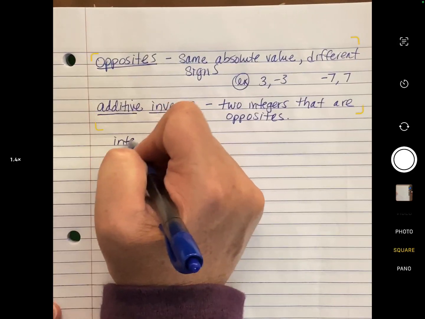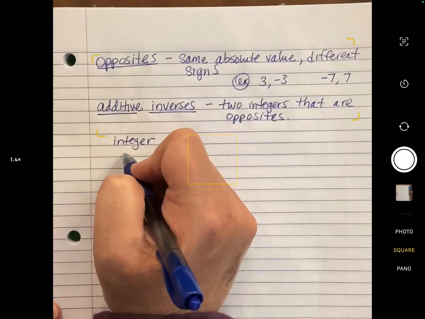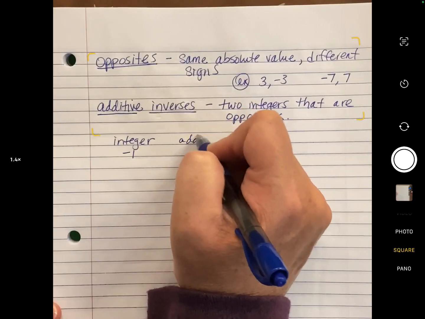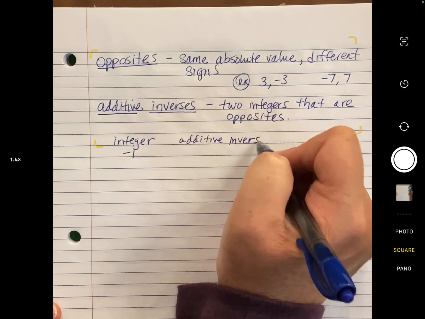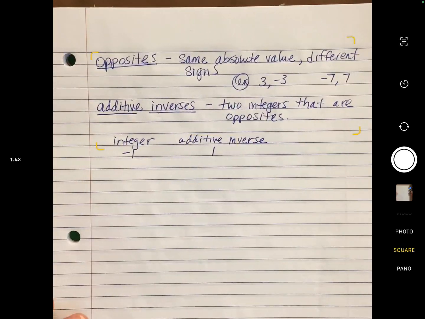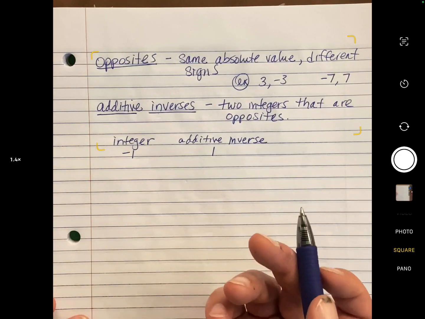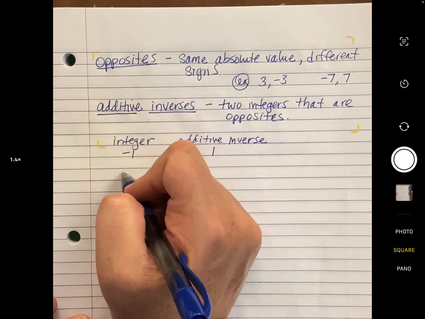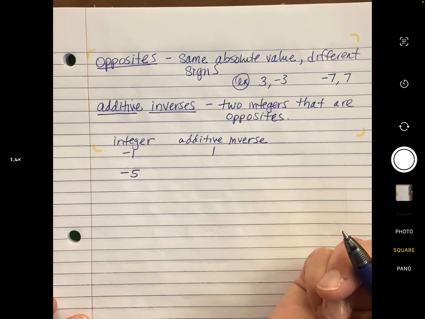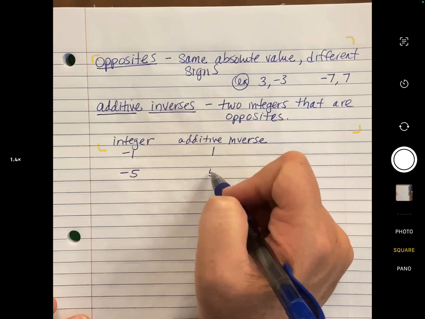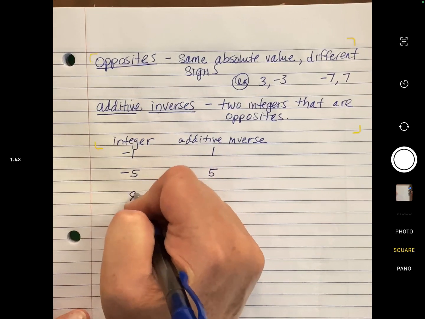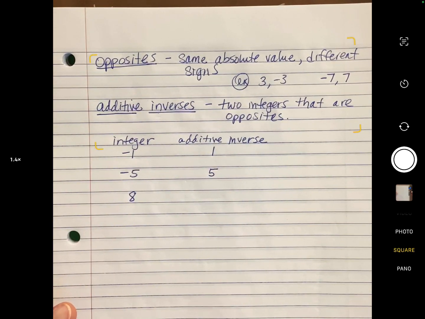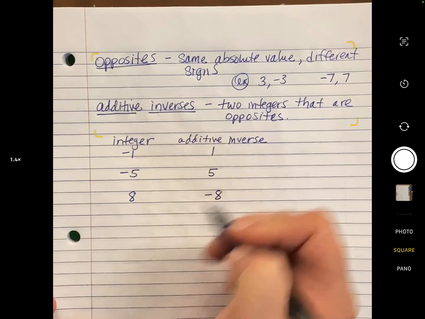So for example, if they give you the integer negative 1, then the additive inverse of negative 1 would be its opposite, or 1. If they say the integer is negative 5, its additive inverse would be 5. If they say 8, the additive inverse would be negative 8.